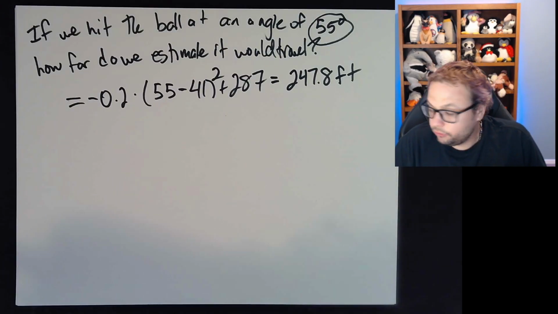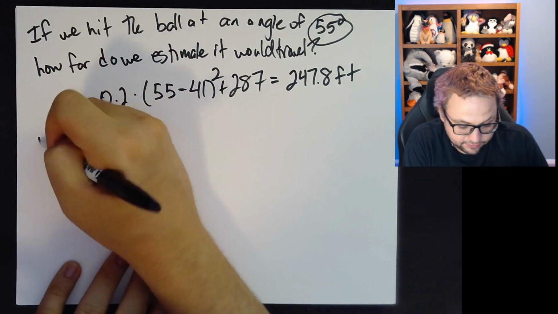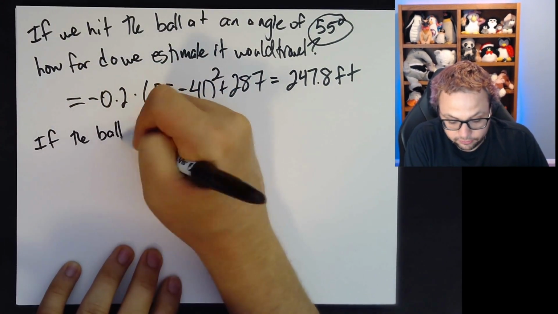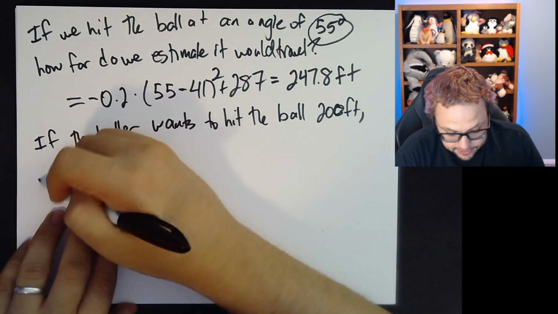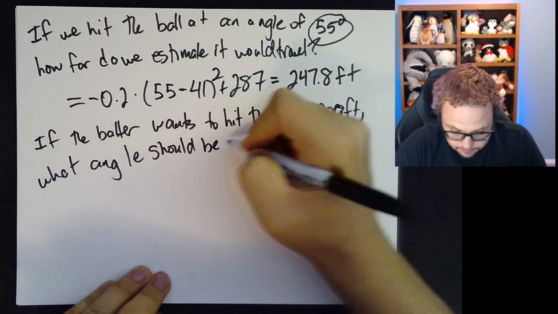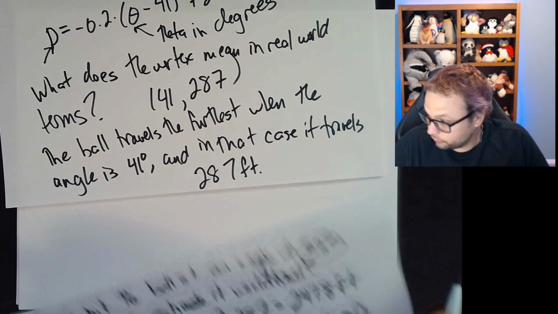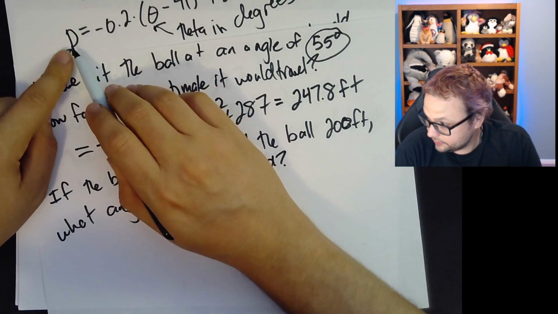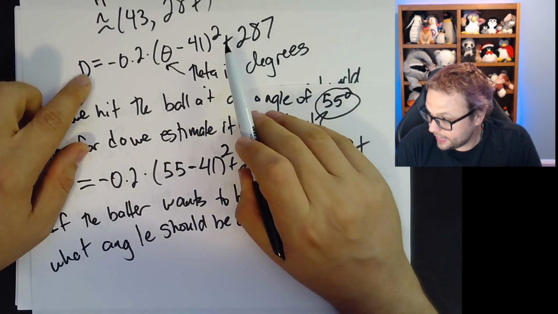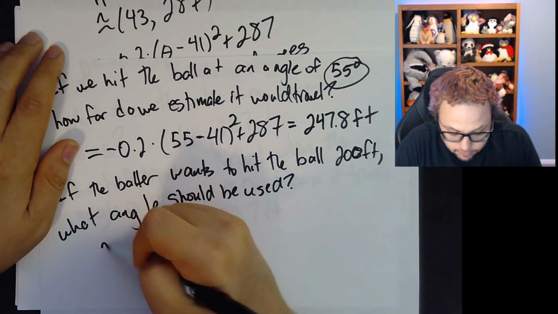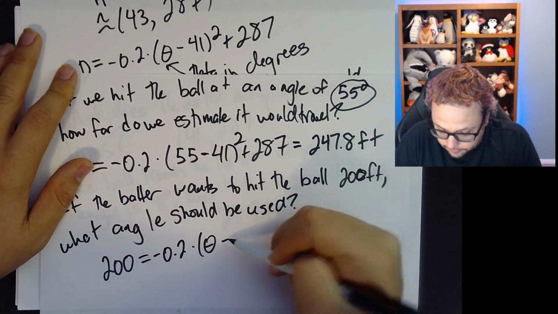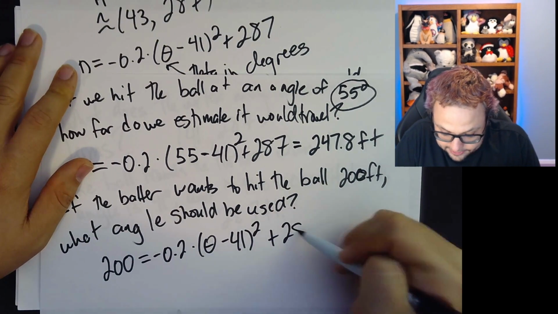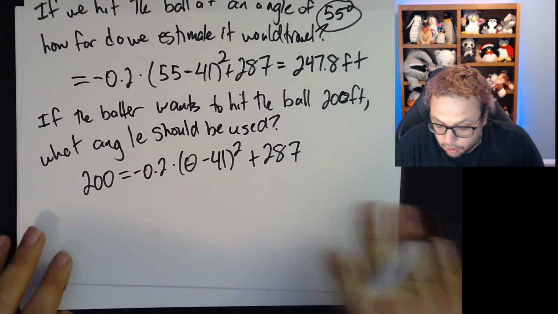Now, we can equally well do this the other direction. And so we can ask, if the batter wants to hit the ball a total distance of 200 feet, what angle should be used? Okay, so again, now what we're doing is we're specifying, if the distance is 200, what should the angle then be? So we'll write down the equation 200 equals minus 0.2 times theta minus 41 squared plus 287. Okay. And now we can solve this equation.